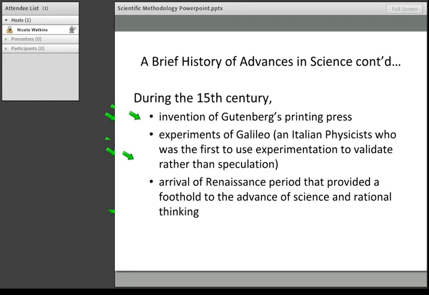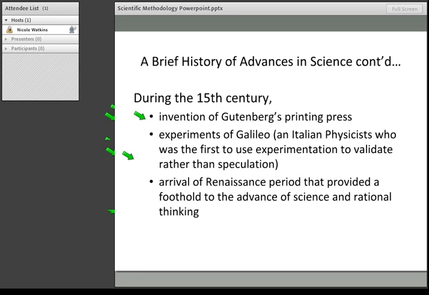Up until the 16th century, for example, people thought the earth was at the center of the universe and that the sun revolved around the earth. Well, Nicholas Copernicus challenged this theory, and his ideas were banned for over 200 years because it conflicted with the ideas of the church, which brings me to experimentation.